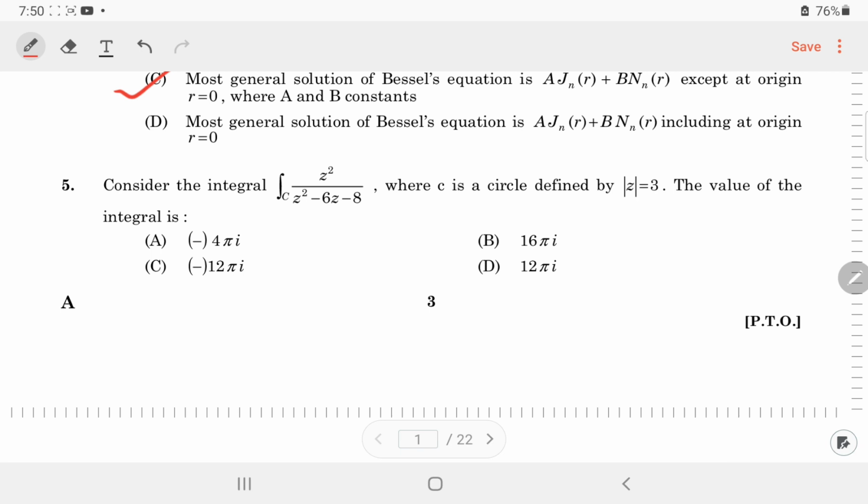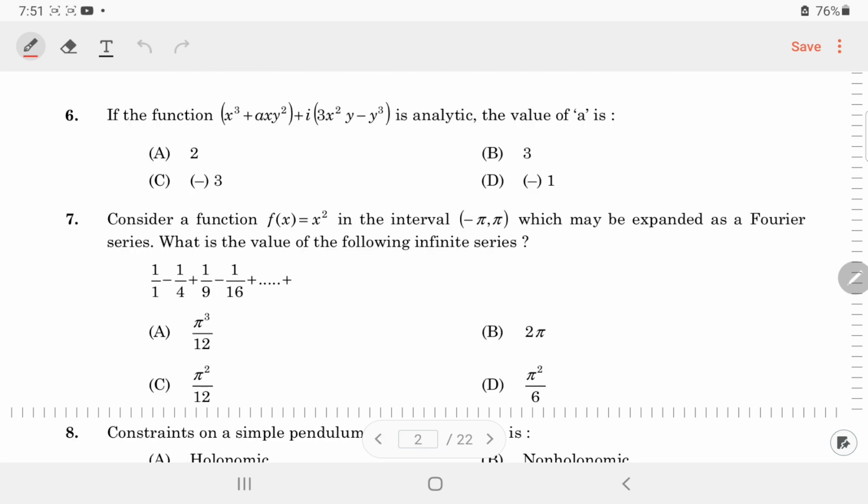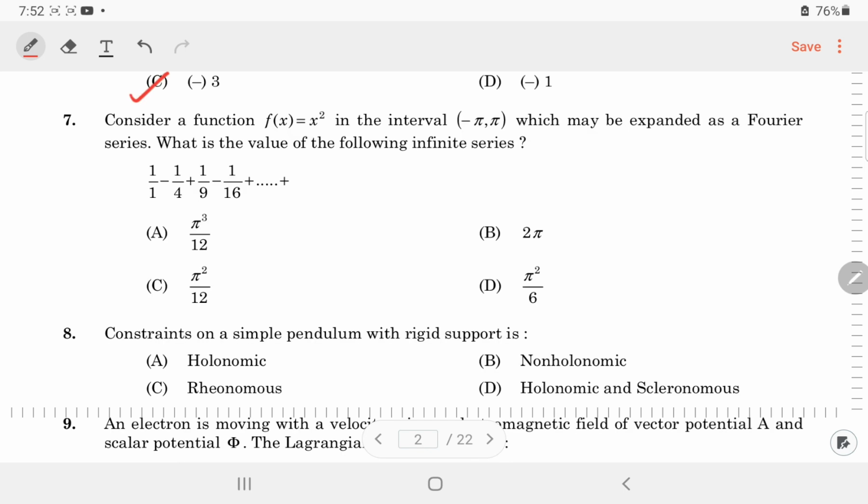Question number 5. Consider the integral of z square divided by z square minus 6z minus 8, where C is a circle defined by mod z equal to 3. The value of the integral is, the answer is option A, minus 4 pi i. If the function x cube plus a x y square plus i into 3x square y minus y cube is analytic, the value of a is, the answer is option C, minus 3.